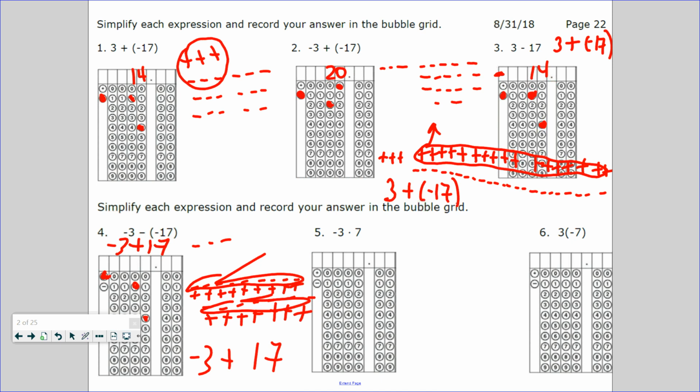Next one, number 5. What's 3 times 7? 21. This negative means the opposite, negative 21. Or 3 groups of negative 7 is negative 21. So negative 21 and negative 21.